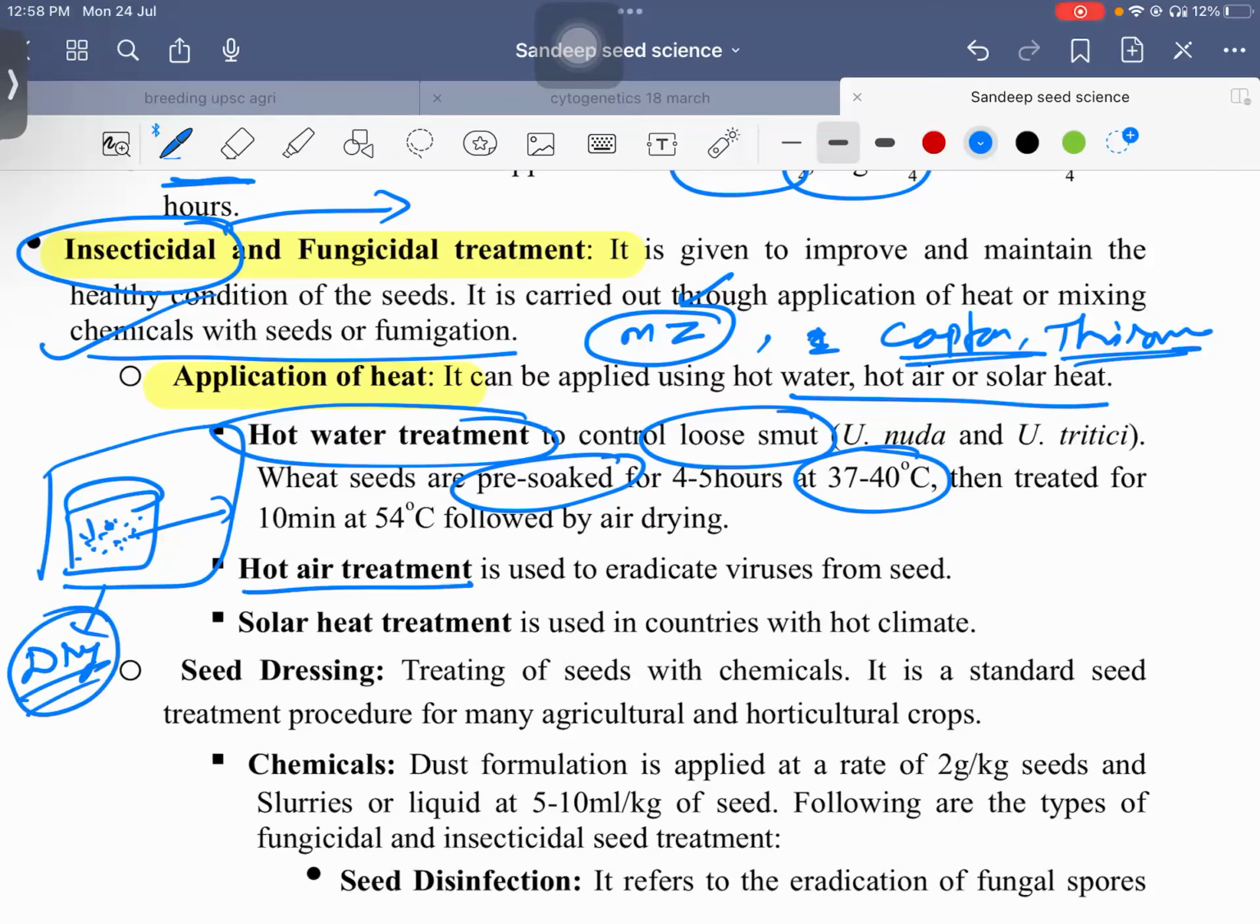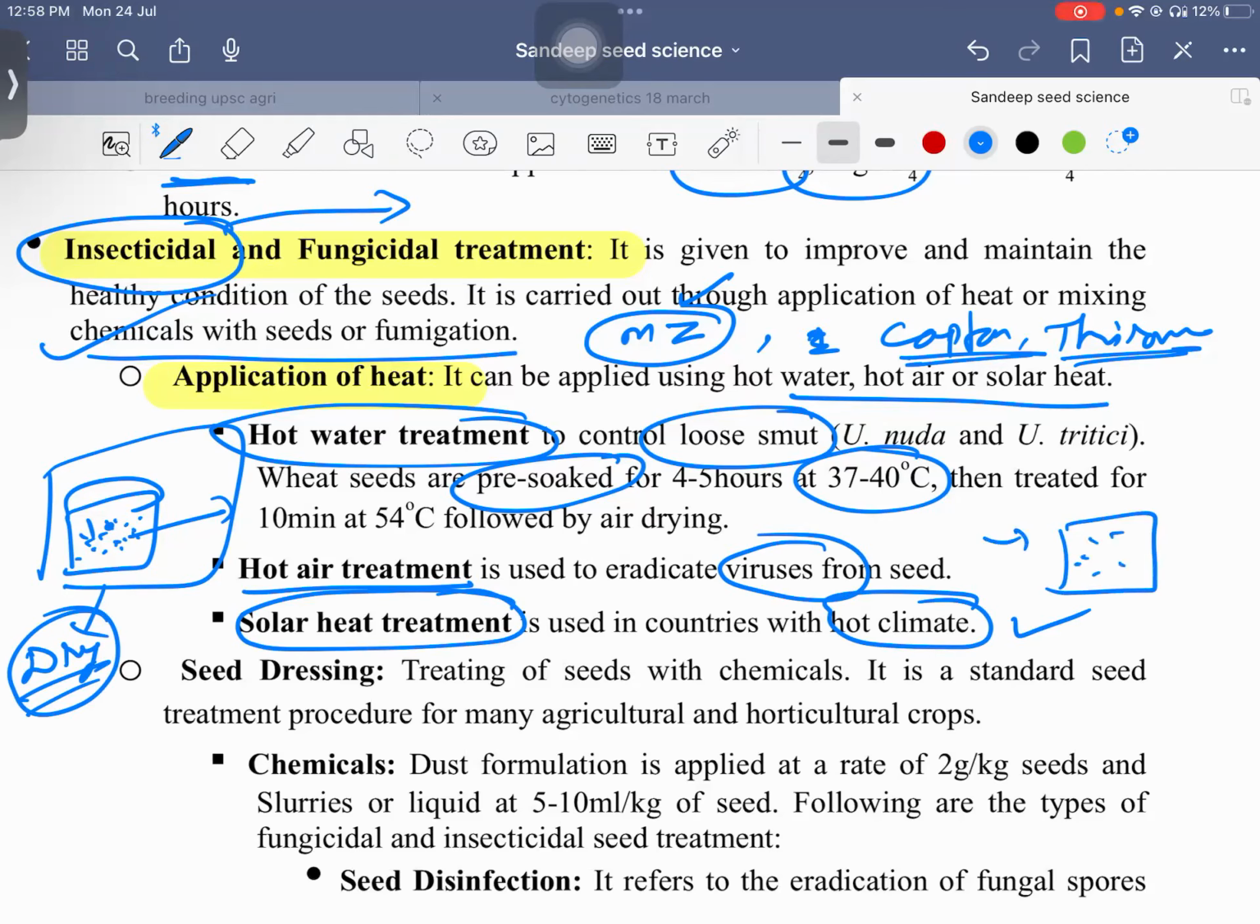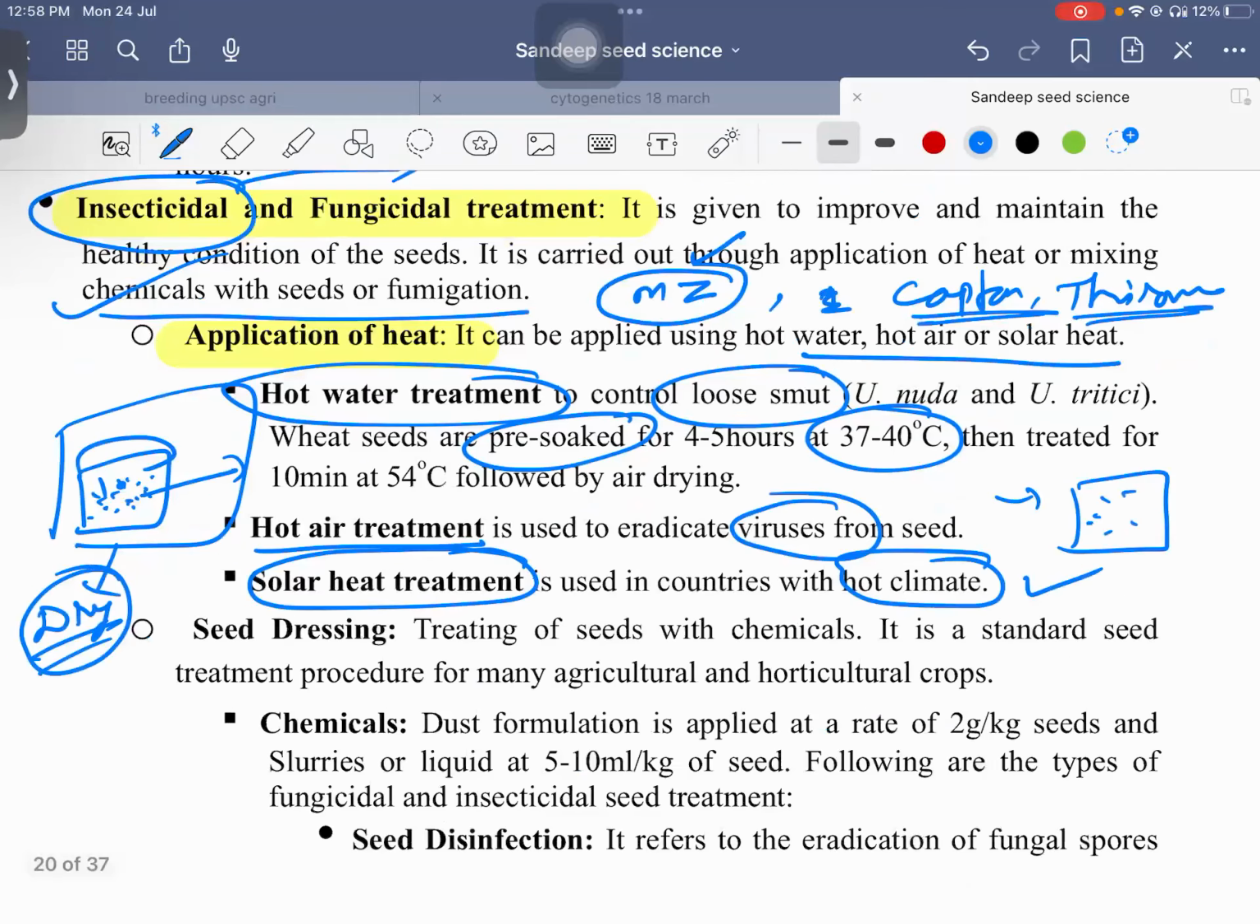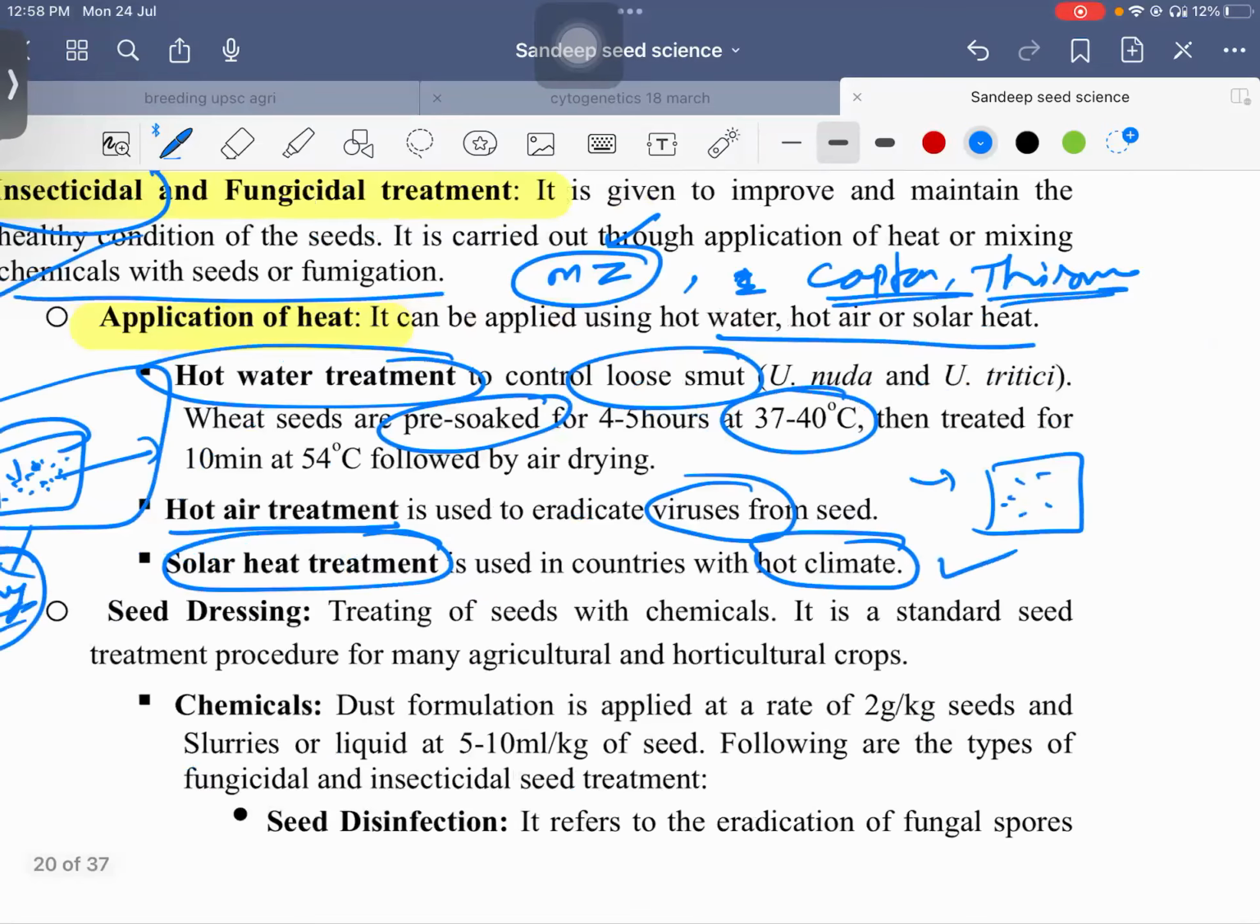Also, we use hot air treatment for controlling viruses. Then solar heat treatment is used in hot climates: you just keep the seeds outside in the sun. That is solar heat treatment. That's it. Next we have seed dressing.